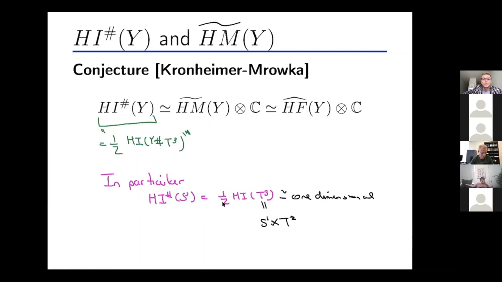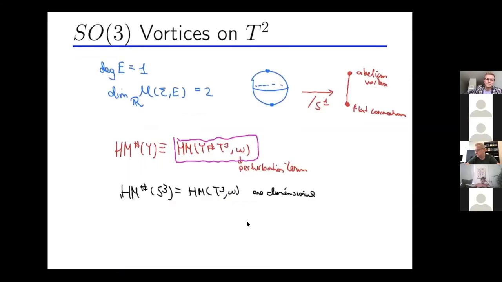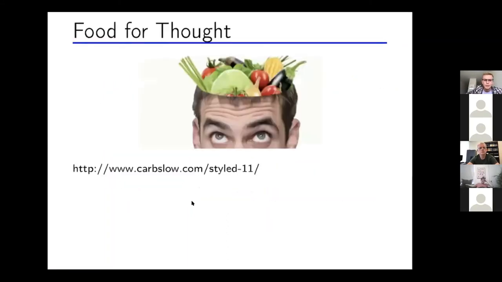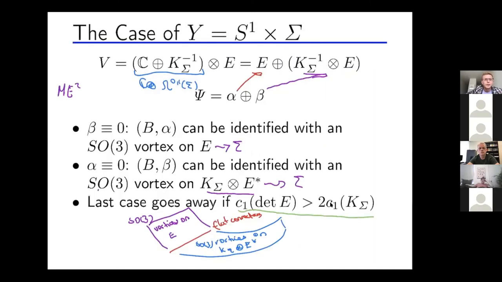Okay, but in any case, at least for S3, the framed instanton homology of S3 is just one dimensional, and you just have to look at the ordinary instanton homology of T3. But T3 is S1 cross T2, right? And I just told you about S1 cross a Riemann surface. So this begs the question of how the moduli space of SO3 monopoles behaves on S1 cross T2. By the correspondence that I mentioned earlier, what you need to look at is the moduli space of vortices on the Riemann surface. Now, in the case of T2, the degree condition is almost satisfied for the easiest case, meaning for degree of E equals one. Already for degree of E equals one, you only have vortices on E, meaning there's no second factor here because this is trivial for T2.